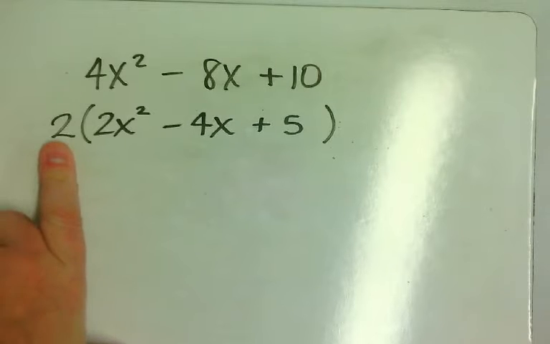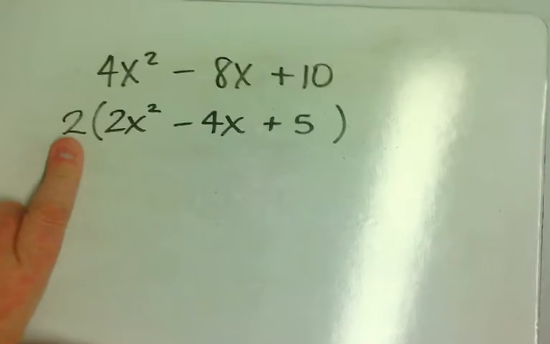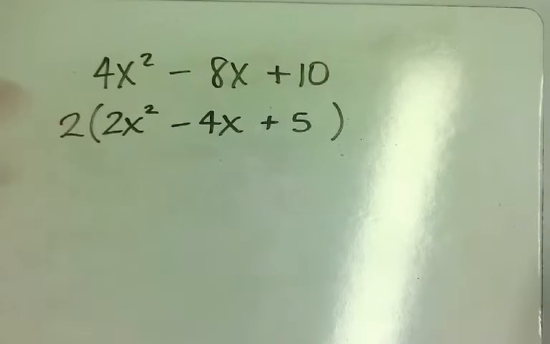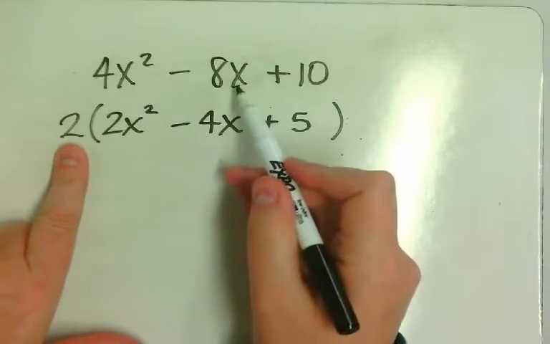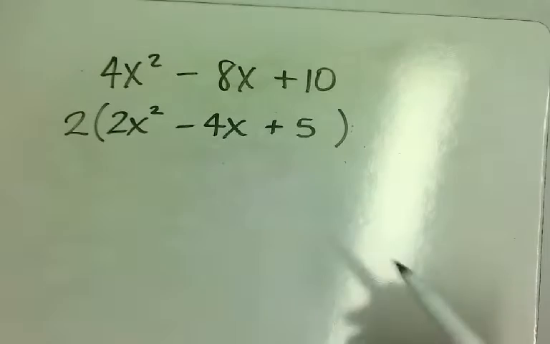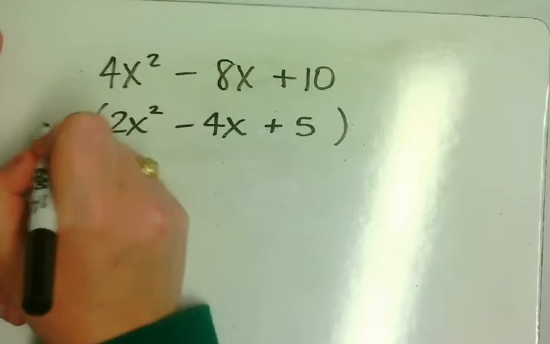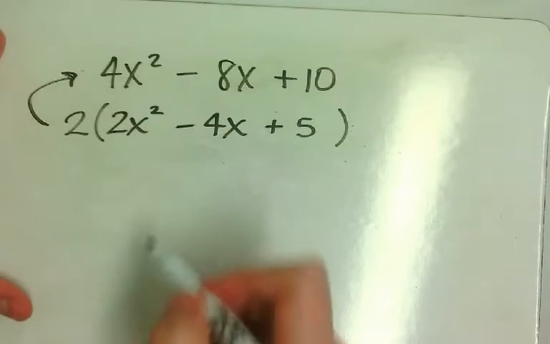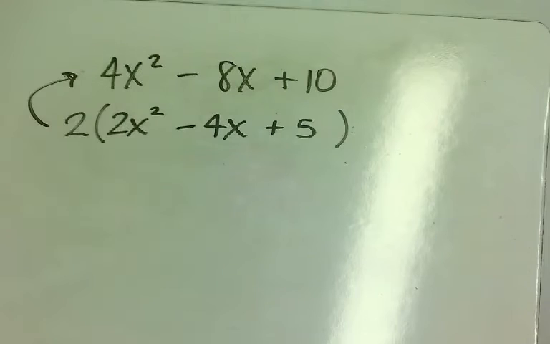Hopefully I would have caught it instead of Ben over here trying to catch it for me, which is good. But that's why we need to go back and check. So 2 times negative 4x is negative 8x, and 2 times 5 is 10. This is undistributing. If I go from here to here, we've done that step before. Okay, we want to take out what they have in common.